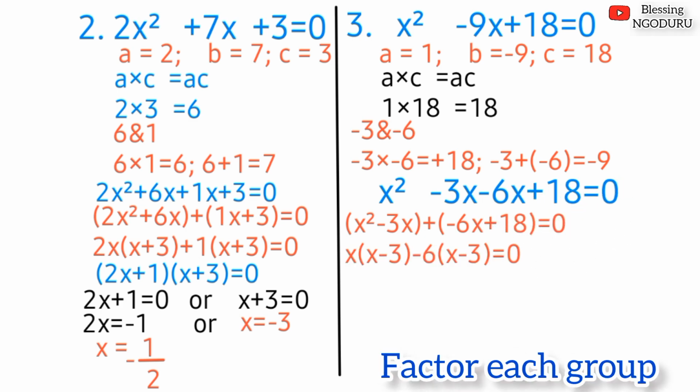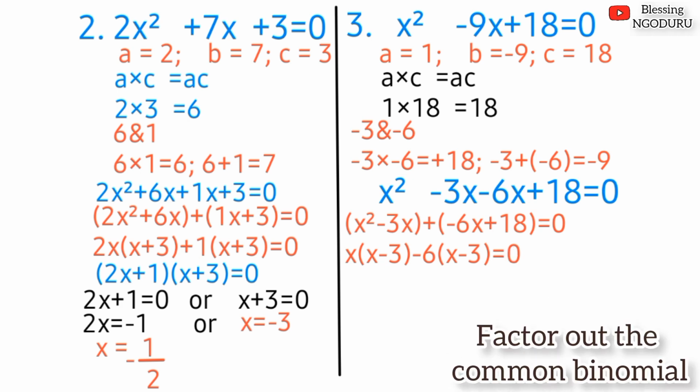Factor each group. Factoring each of the groups, the common factor between these two is x. So when we remove x here, we are left with x, because x times x gives x squared, minus, when we remove x here, we are left with minus 3. The common factor between these two is minus 6. When we remove minus 6 here, we are left with x minus 3, because minus 6 times minus 3 gives plus 18 equal to 0. Let's factor out the common binomial, bringing x minus 6 and x minus 3 together, equal to 0.